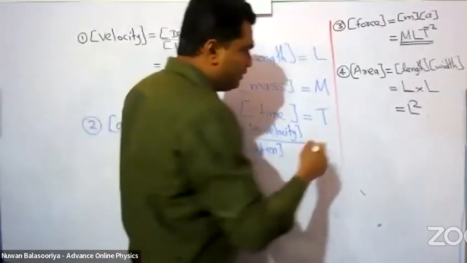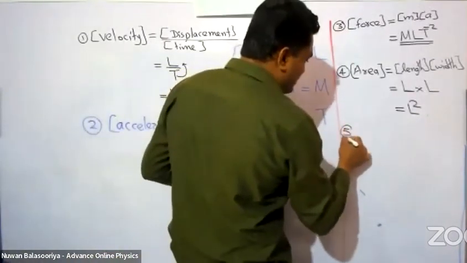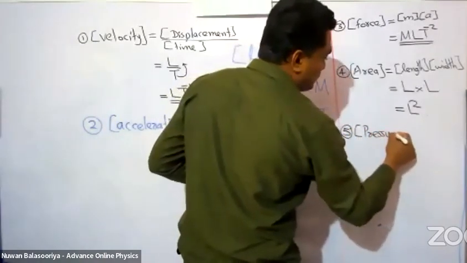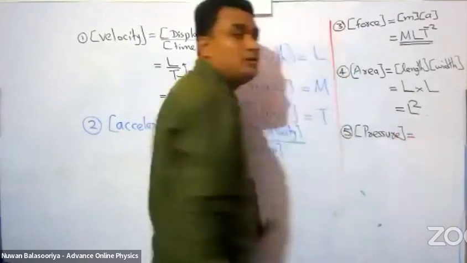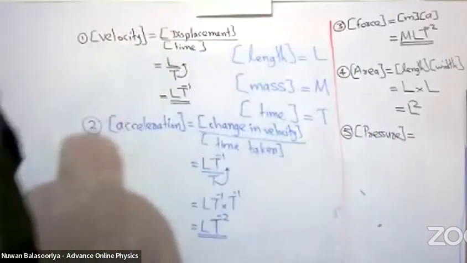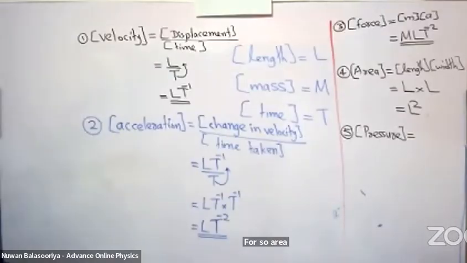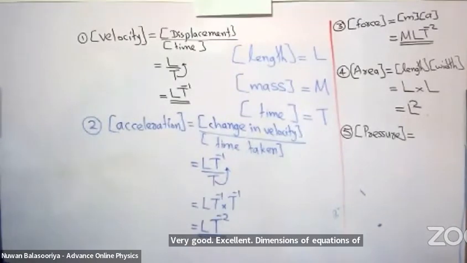The fifth one that we have discussed is pressure. What is pressure here? What is the equation that we use to find pressure? Somebody unmute the mic and tell me. Force over area. Very good, excellent. The equation of pressure is force over area.